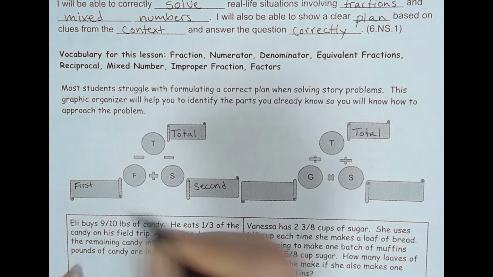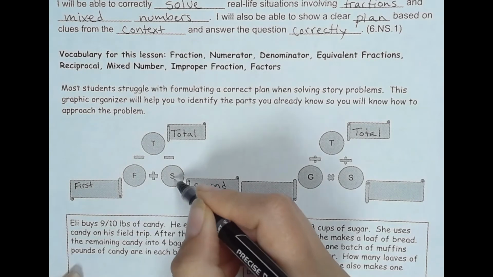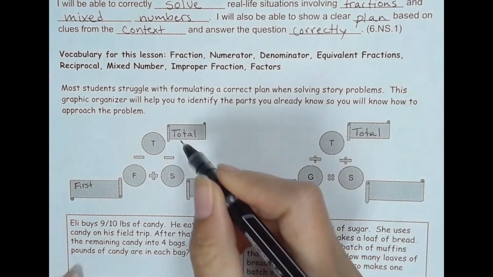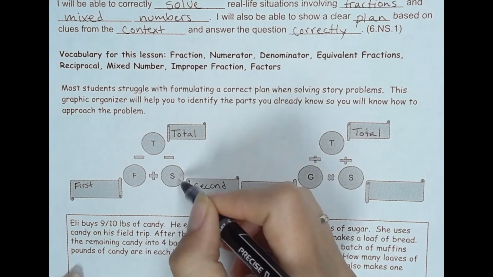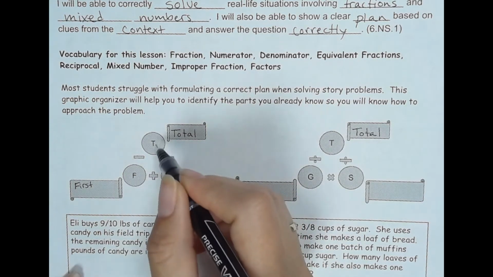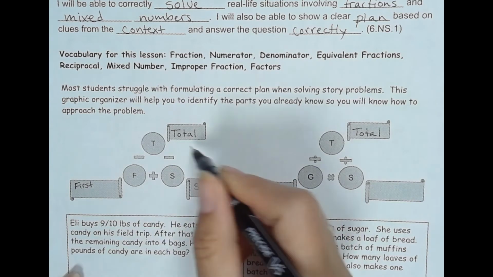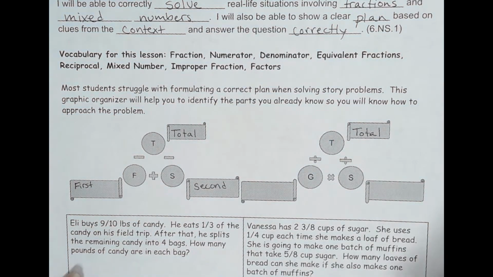So, if you know the first and the second, you add them together to get a total. If you know the total and the second part, then you know that you're subtracting. Or if you know the first part and the total, you know you have to subtract to find the second part. So that's how they're all interrelated.